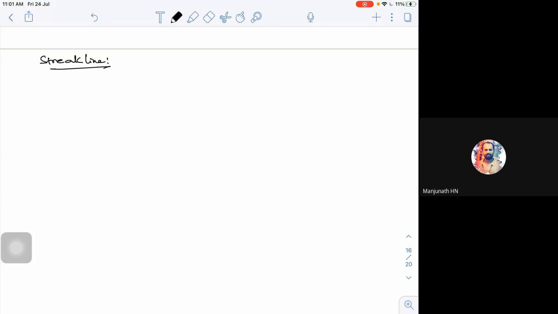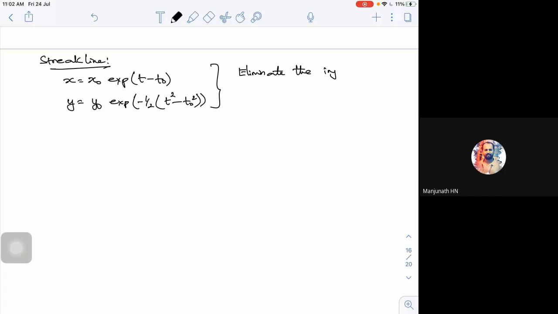Now, what you have to do, so if I take the equation, already we know that we have this equation, x is equal to x naught into exponent to the power of t minus t naught. And we have another equation, y is equal to y naught into exponential to the power of 1 by 2 into t square minus t naught square. Fine. Now, in both the equations, eliminate the injection time, that is t naught.